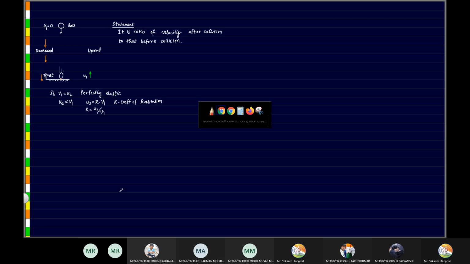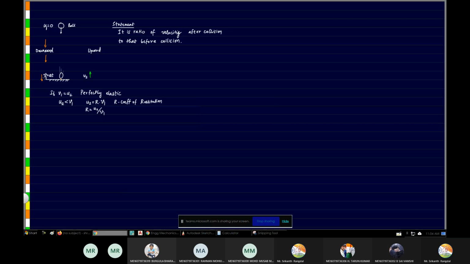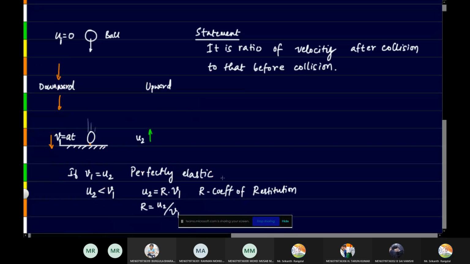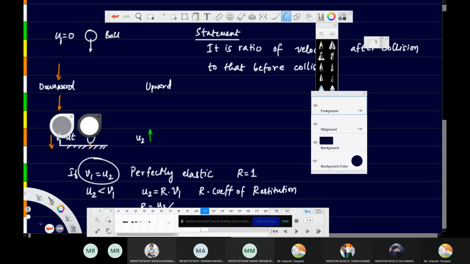Elastic impact. Just now I told you perfectly elastic, so that is elastic impact. So what is the value of the coefficient of restitution r? If the coefficient of restitution is equal to 1, then we can say that the impact is perfectly elastic, or elastic impact. So for elastic impact, the velocity v1 will be equal to velocity u2.